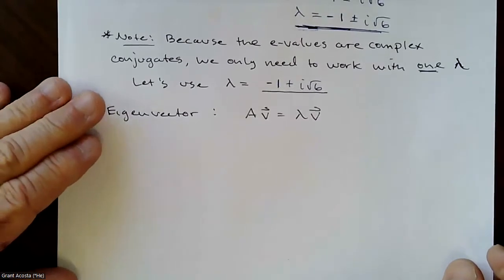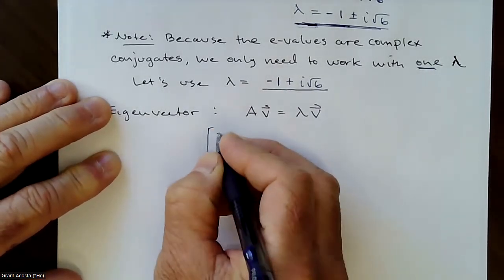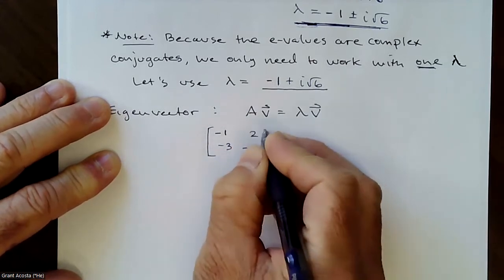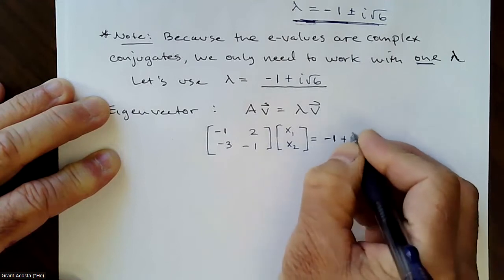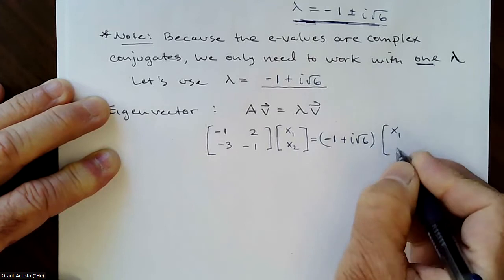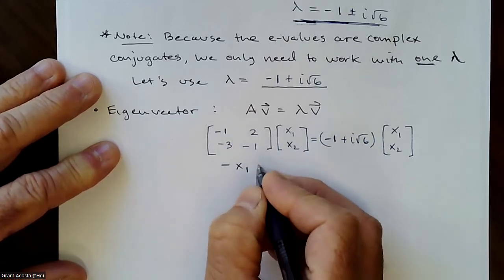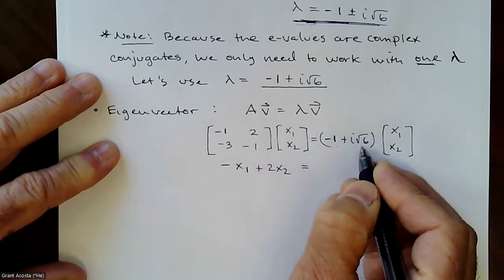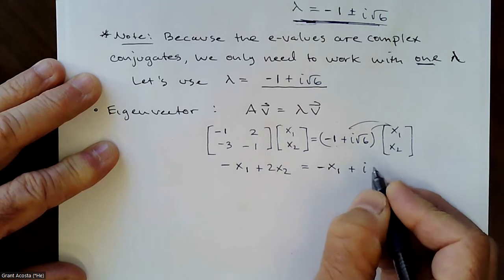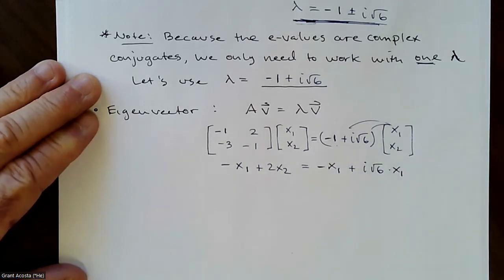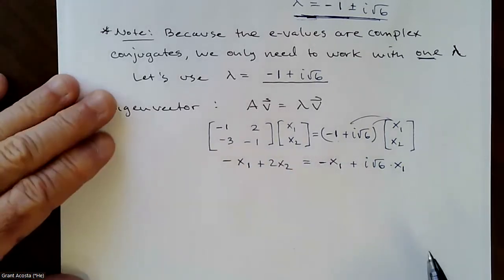We'll do it the same way, where we take our matrix times the eigenvector is equal to lambda times our eigenvector. So we're going to have the matrix -1, 2, -3, -1 times my vector, which I don't know yet, equals my eigenvalue, -1 plus i root 6, times my eigenvector. If I multiply out the first row times the column, I end up with -x1 plus 2x2 equals this times x1. So I'm going to just distribute this, and I'll end up with -x1 plus i root 6 times x1. And as always, if I can get a relationship between x1 and x2 from just this equation, I don't need to worry about the bottom multiplication. It's going to give me the same relationship.